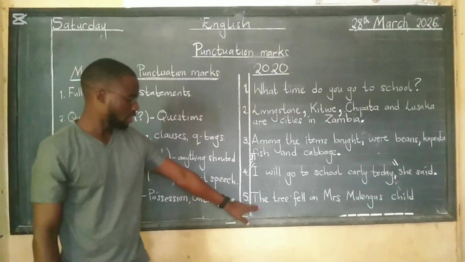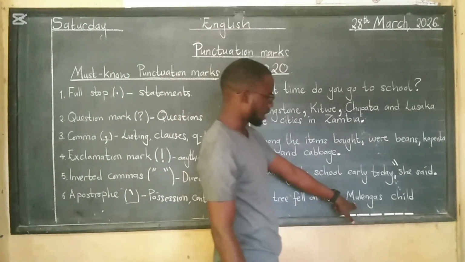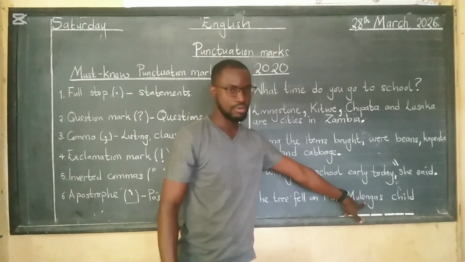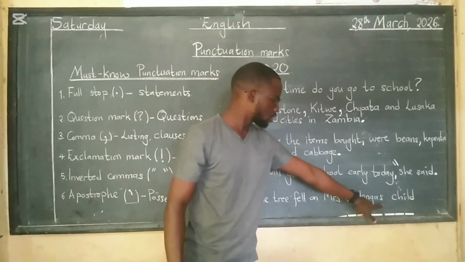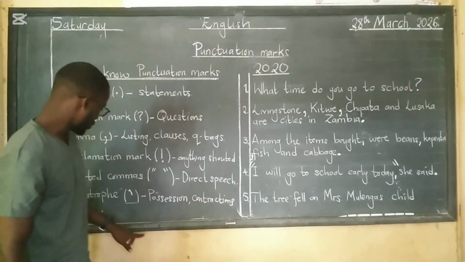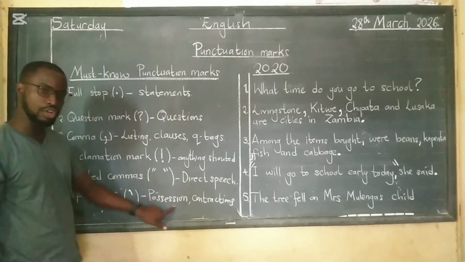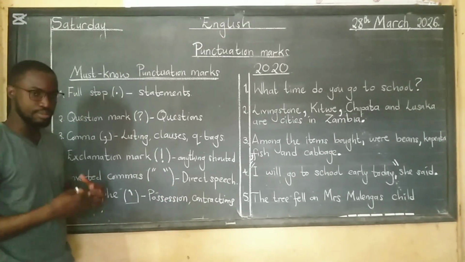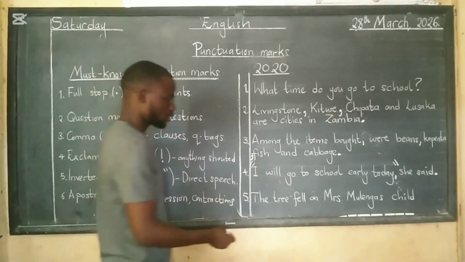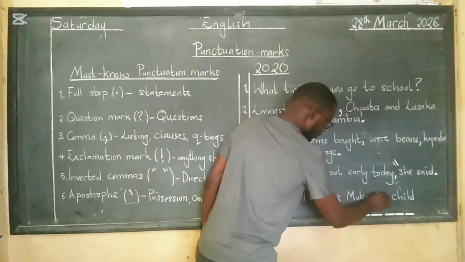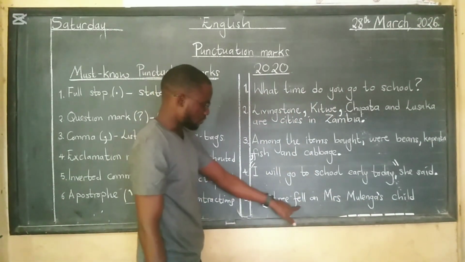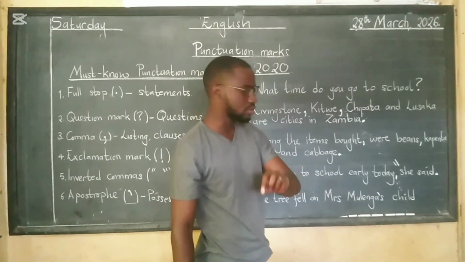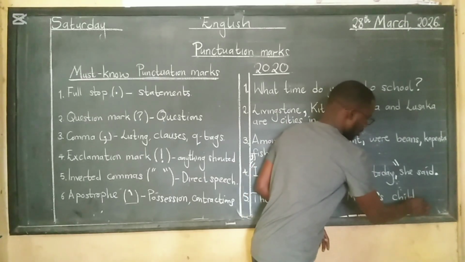Then number 5, the tree fell on Mrs. Mlenga's child. So here, the child belongs to who? Mrs. Mlenga. So to show that this child belongs to Mrs. Mlenga, we are going to use the apostrophe because it denotes possession. The child is possessed by Mrs. Mlenga. It belongs to Mrs. Mlenga. So here, between Mlenga and s, we put an apostrophe. The tree fell on Mrs. Mlenga's child. So that's one way we can use the apostrophe, and then a full stop like that.